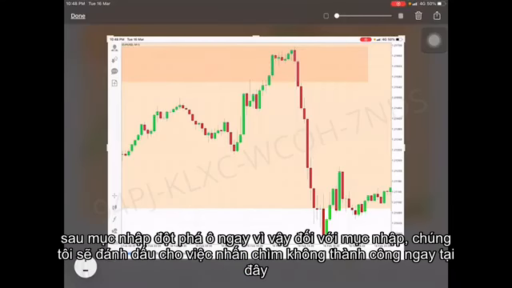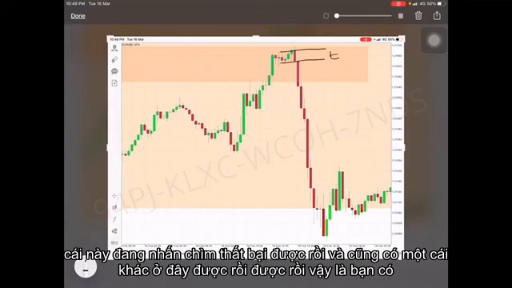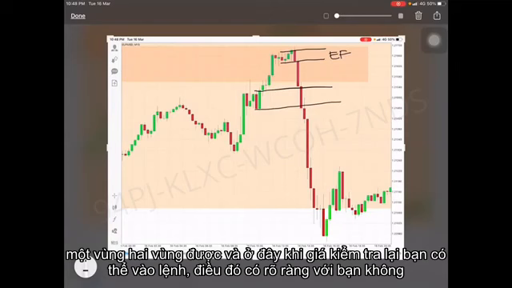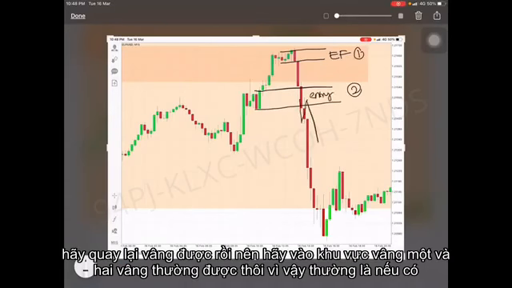For entry, we are going to mark the engulfing fail right here. This is engulfing fail, and there's also another one right here. So you have one zone, two zone. When the price retests, you can enter. Is it clear to you? Yes. Until that, we are waiting.